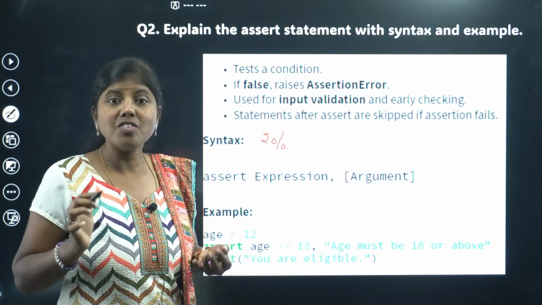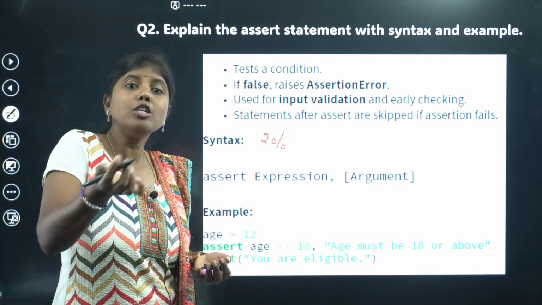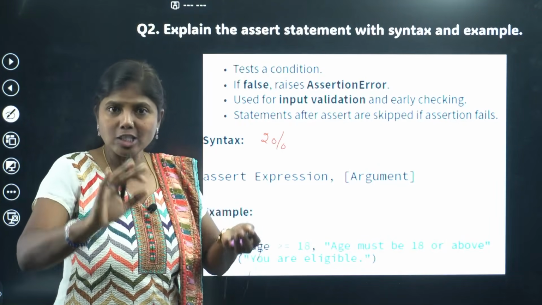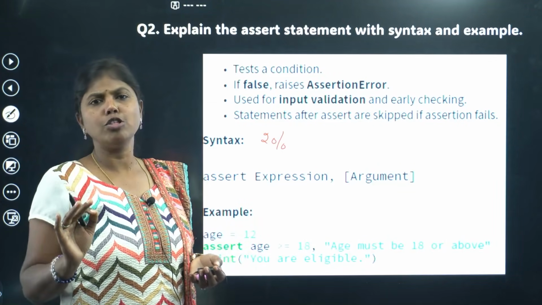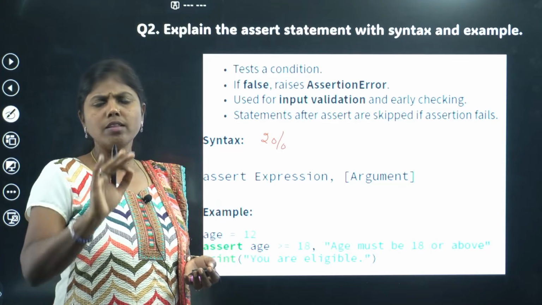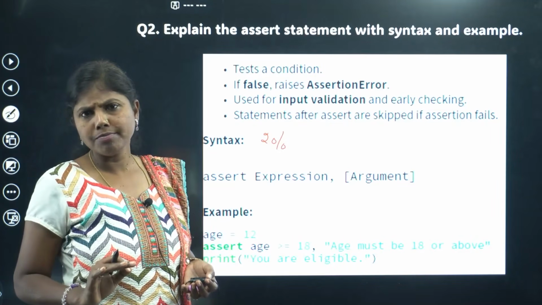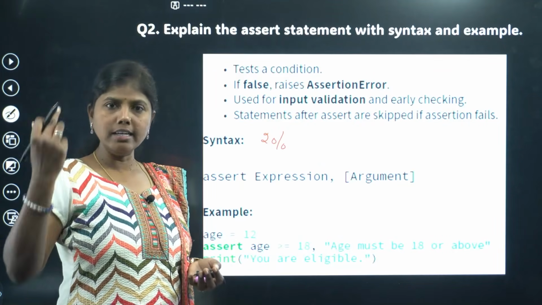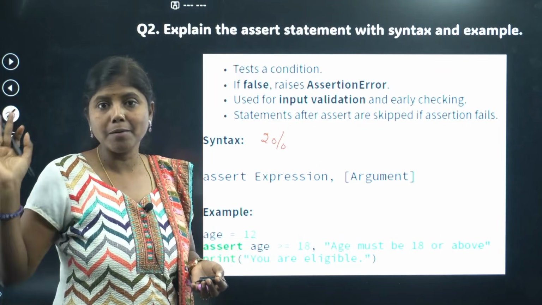In some cases the programmer needs to raise the exception in order to have a graceful or normal flow of execution. For example, I want to check whether a person is eligible to vote or not, and I take the age as input from the user, and the user has entered some negative value by mistake.